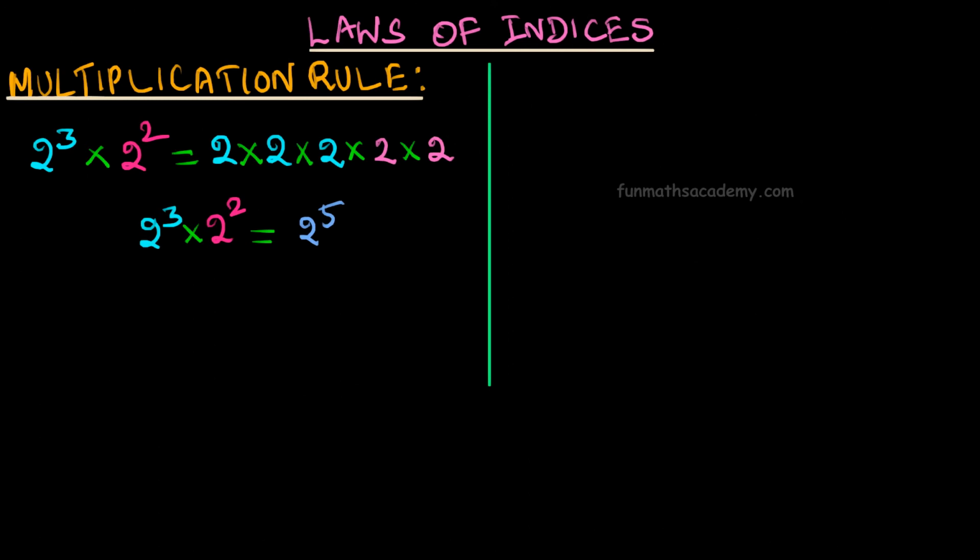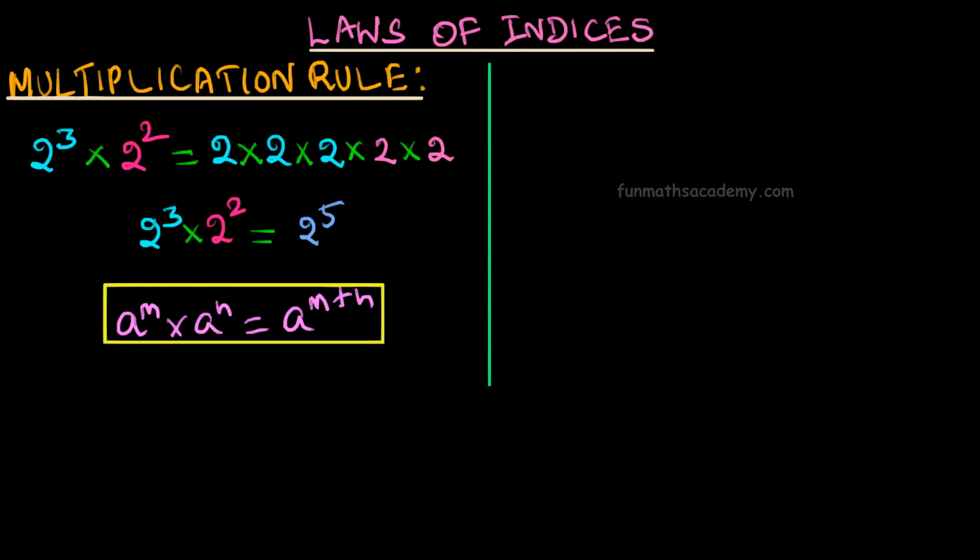Now check out their exponents or powers on both sides. Do you see any relation? Yes. When the indices on the left hand side are added together, we get the index on the right hand side. So you may now understand that when base numbers are the same and are multiplied, it is enough if we just add the powers together. This is the multiplication rule in the laws of indices. In general, we can write it as a to the power m times a to the power n is equal to a to the power m plus n.